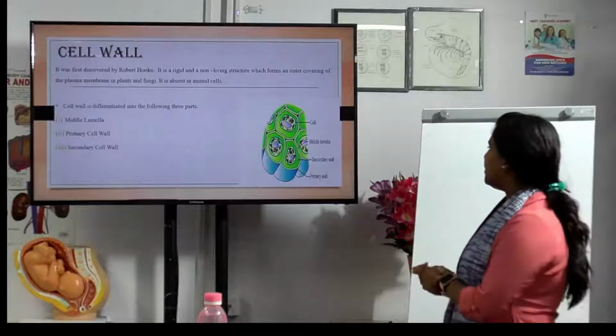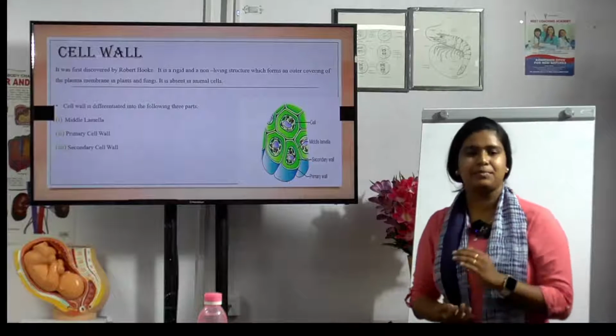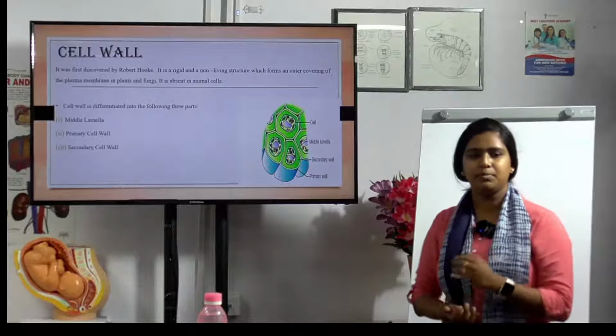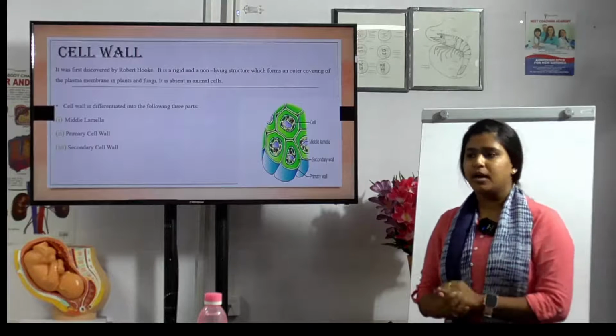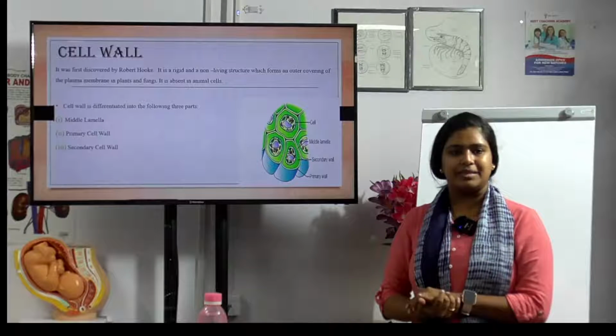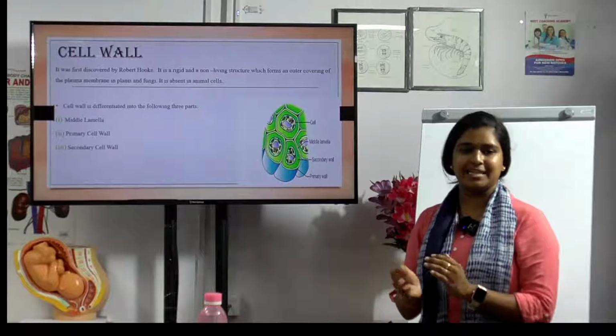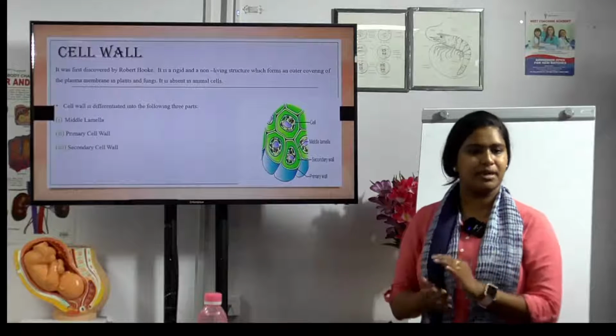What is the middle lamella like? Middle means it is in the center. It is made up of calcium and magnesium pectate. Now, what is the work of cement? The middle lamella does the same, adjoining two or more cells. It works like cement.